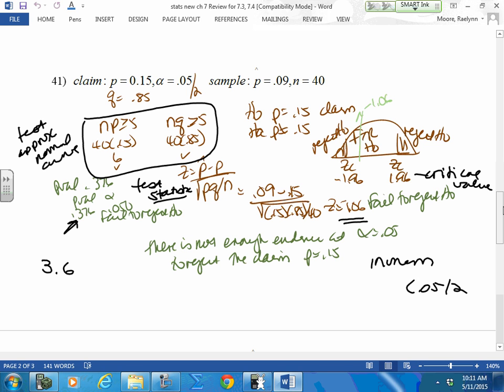P hat, I don't know if you can see the little hat up here. P hat is from a sample. P is from your population. Okay, so make sure you get those right.